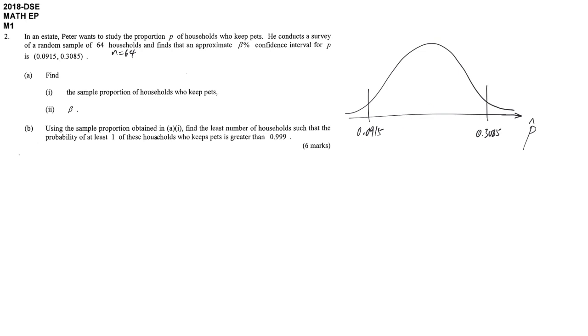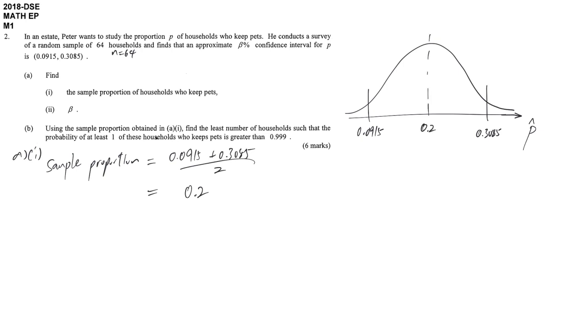So part A1 is easy. If you understand what it's asking, you just simply use two boundaries divided by 2 to get the midpoint, which is 0.2. So at this point 0.2, and then we have to find the beta percent here, talking about the area covered by these two boundaries. In other words, that means we are calculating the area of this part. It gives us some idea how we can solve it.